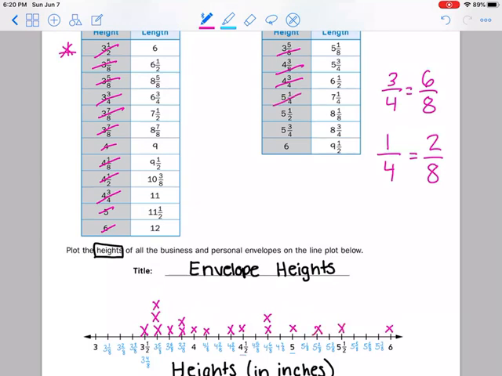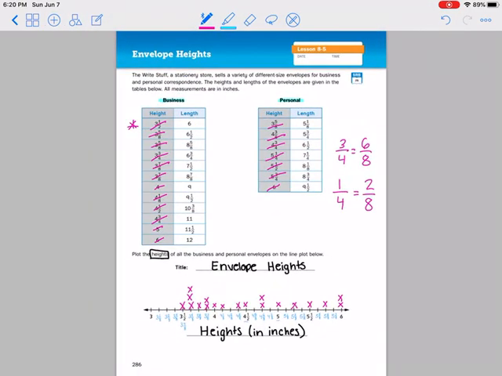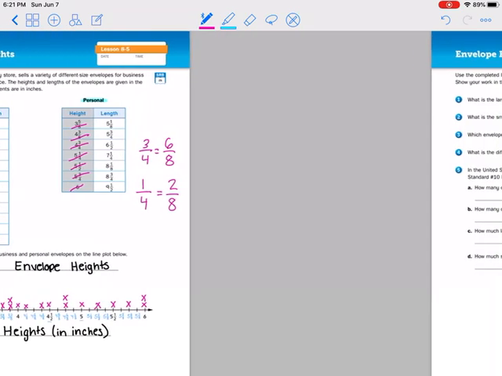Okay, now we have 5 1/2. 5 3/4, which is the same as 5 6/8. And then 6. Okay, we finished plotting all of the heights for the business and the personal envelopes. So we're going to use this information on the next page.